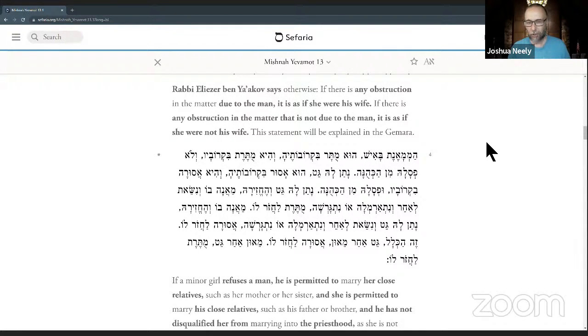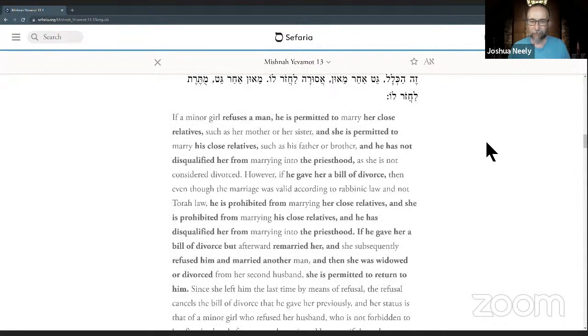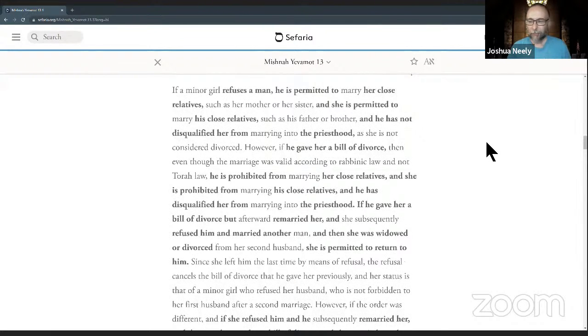If it was up to her, then she's not treated as though she were married to him, not a wife. So if a minor girl refuses a man, he is permitted to marry her close relatives, such as her mother or her sister, and she is permitted to marry his close relatives, such as his father or brother, and he has not disqualified her from marrying into the priesthood, as she is not considered divorced.